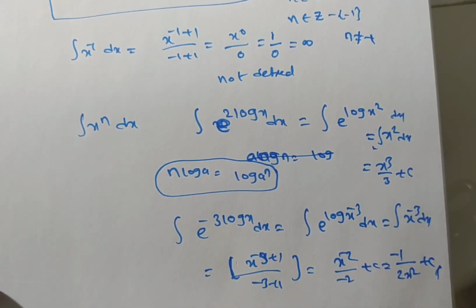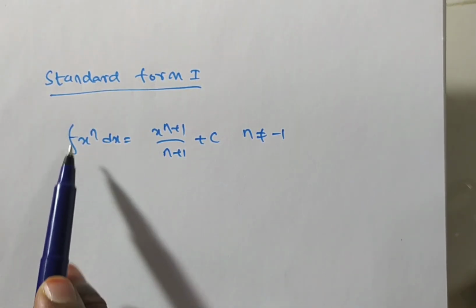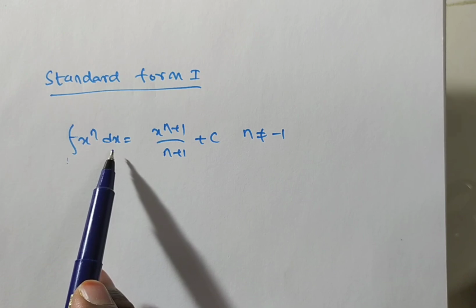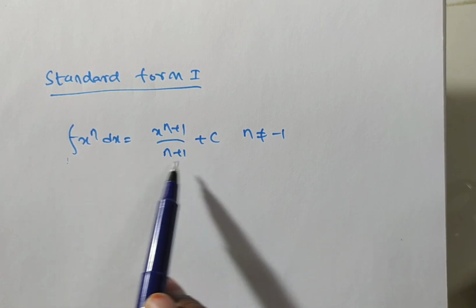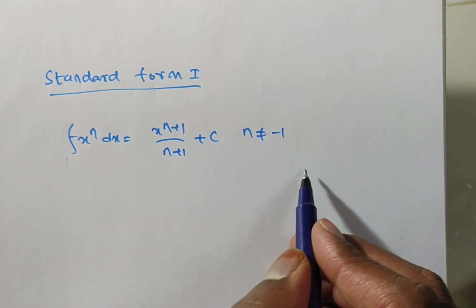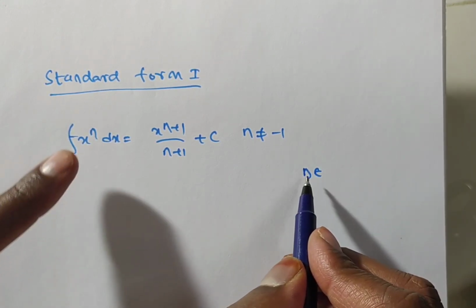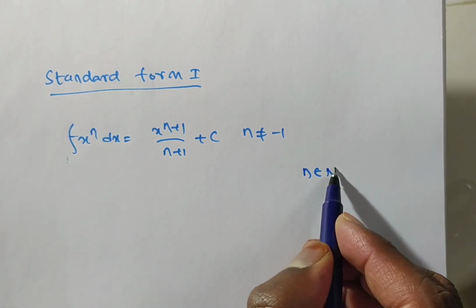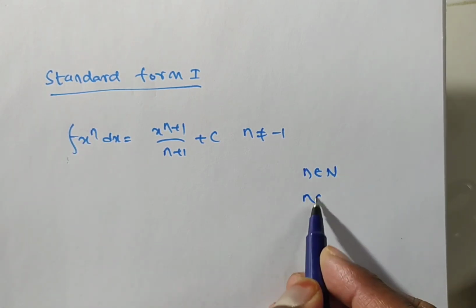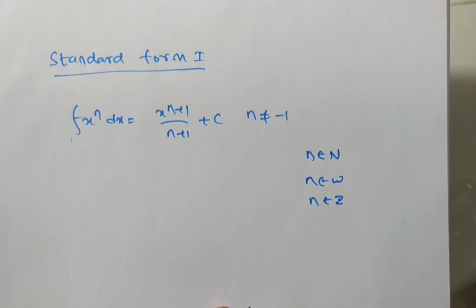Is it clear? Again, standard form 1 is integral x to the power of n dx equal to x power n plus 1 by n plus 1 plus c, where n is not equal to minus 1. Friends, you see, now we have discussed n as a power, that is x power n, for n belonging to natural numbers, whole numbers, and integers completed. What about the next sets we have?